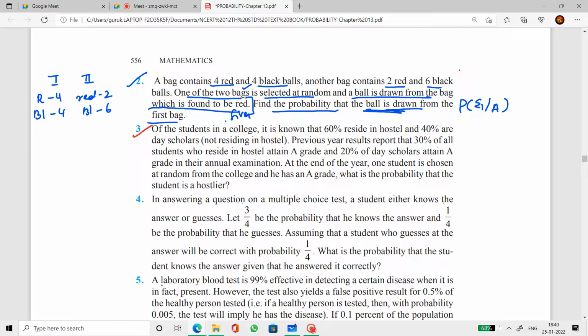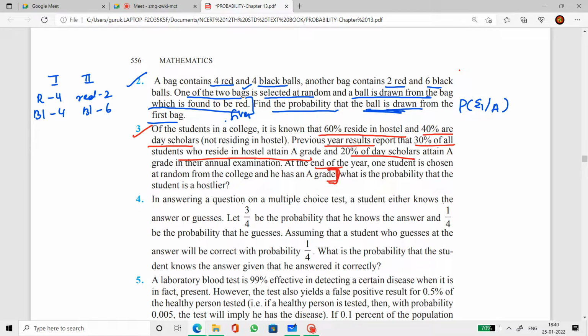Of the students in a college, it was found that 60% reside in hostel. 40% are day scholars. Previous research shows that 30% of all who reside in the hostel get A grade, and 20% of those who are day scholars attain A grade. At the end of the year, one student is chosen at random from the college and he has an A grade. All right. So let's stop it here.